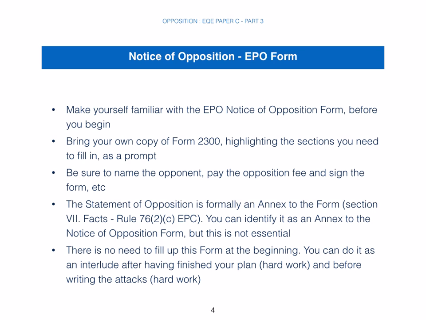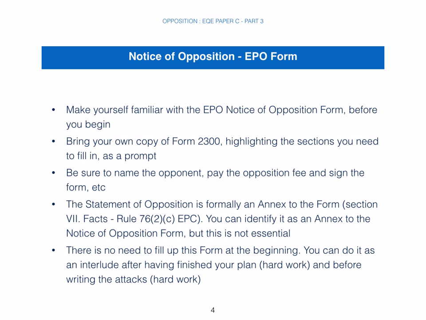The statement of opposition is formally an annex to Form 2300. See section Roman 7, Facts, Rule 76(2)(c) EPC. You can identify the statement of opposition as an annex to the Notice of Opposition form, but this is not essential. There is no need for you to fill up this form at the beginning of the opposition period. You can do it as an interlude after having finished your plan, which is quite hard work, and before writing the attacks, which is more hard work.